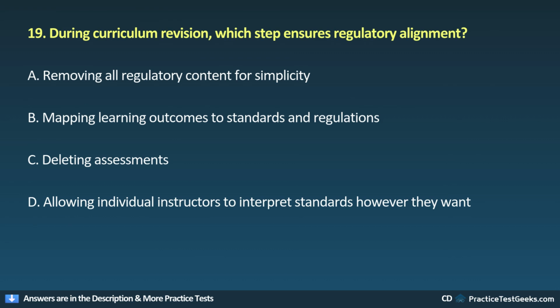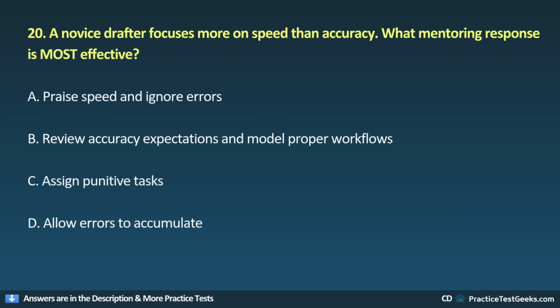19. During curriculum revision, which step ensures regulatory alignment? A. Removing all regulatory content for simplicity. B. Mapping learning outcomes to standards and regulations. C. Deleting assessments. D. Allowing individual instructors to interpret standards however they want.